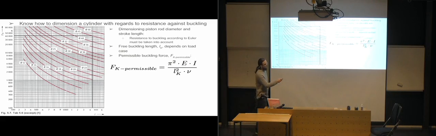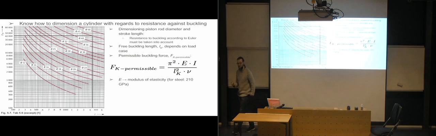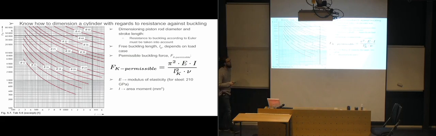You have the modulus of elasticity. I think I had them here at least, yeah. So you have the modulus of elasticity, which is 210 gigapascals for steel. You have the area moment in millimeters to the fourth power. And that would just be directly calculated from the diameter of your rod in this case.